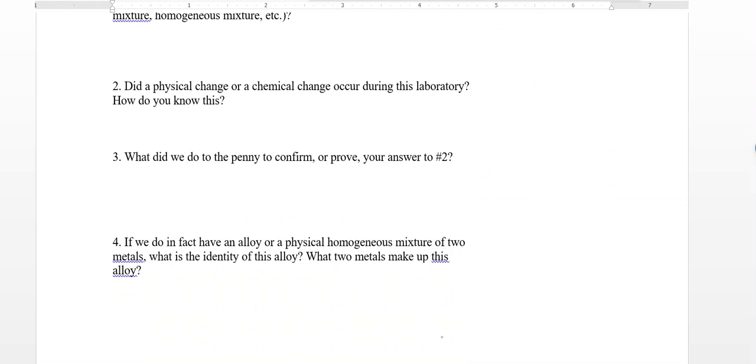If we do in fact have an alloy or a physical homogeneous mixture of two metals, what is the identity of this alloy? What two metals make up this alloy? I answered that. Was I not kind and generous and sweet? You see, my reputation is not founded on truth. Okay? Any questions?